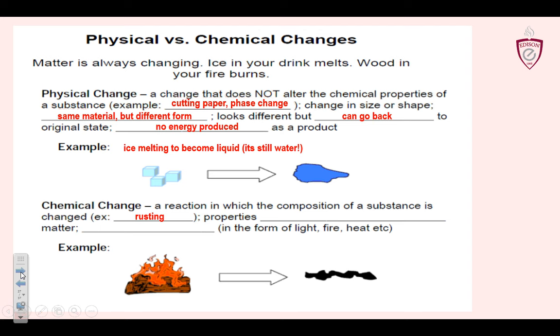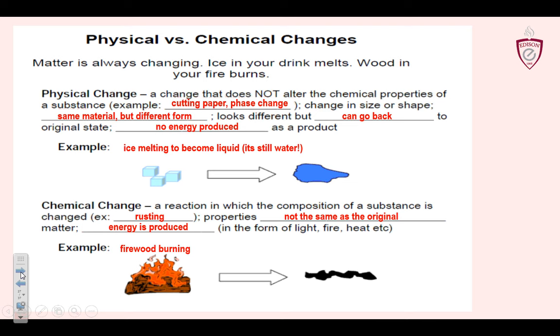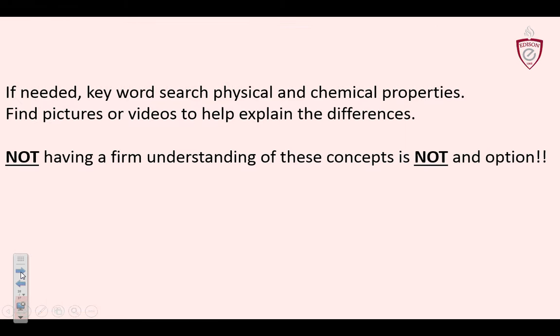Now, a chemical change is when the composition is changed. Example, like I said before, rusting. Properties are not the same as the original, and energy is produced in the form of light, fire, heat, etc. Example, firewood burning. Firewood turns into ash. Okay, it's not wood anymore after it goes through a chemical change.